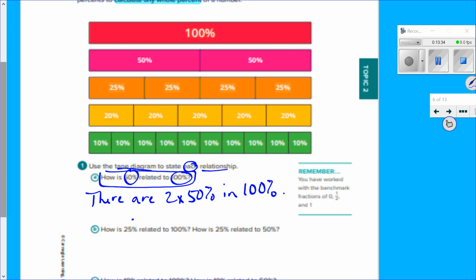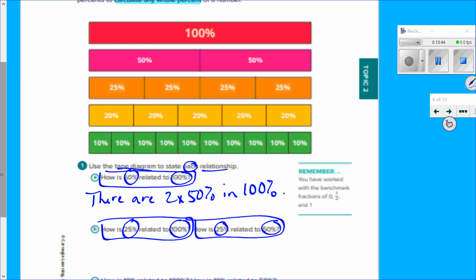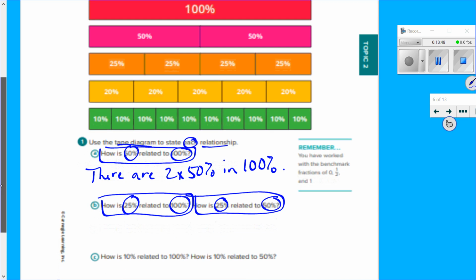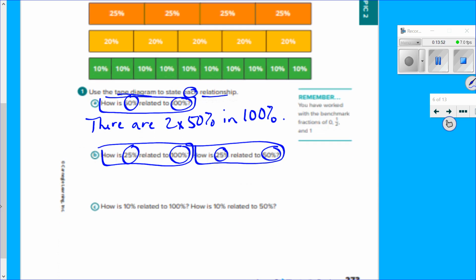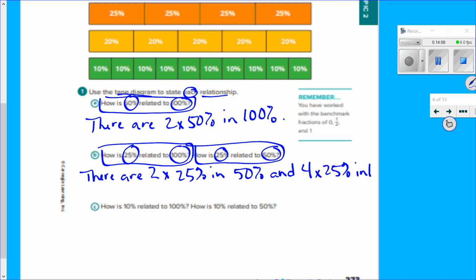How is 25% related to 100, and how is it related to 50? So we have two relationships that we're going to talk about. Looking at my tape diagram, what do you see there? Anthony? 25 goes into 50 two times, and it goes into 100 four times. Okay, so there are two 25% in 50%, and four 25% in 100%.